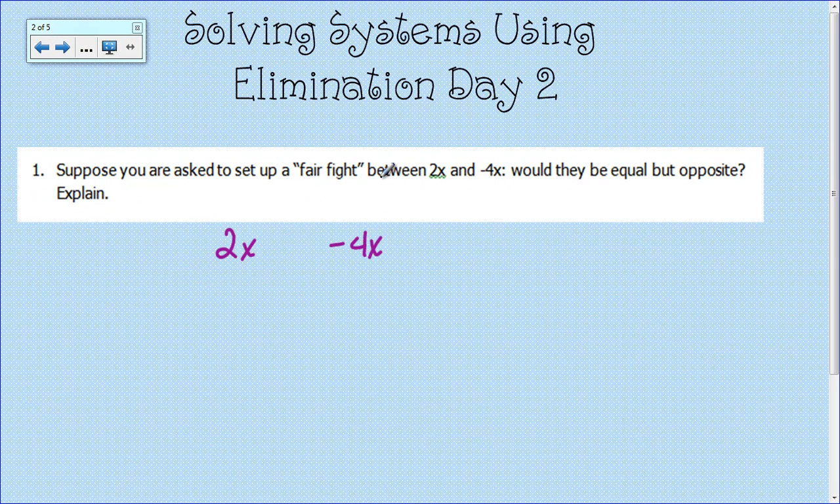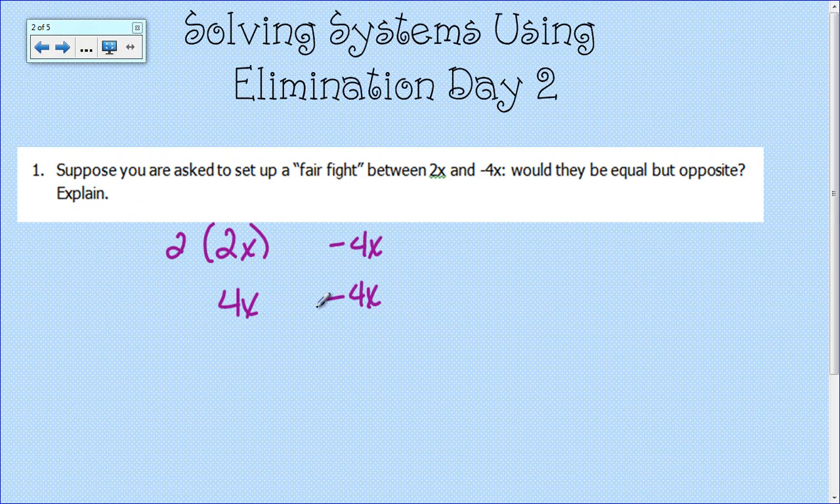The only way for that to happen is for them to be equal but opposite, which means this needs to become a 4x. Now I can make it a 4x by adding 2x to it. But when we're doing elimination, we want to always concentrate on doing multiplication. So what could I multiply this 2x by to make it the opposite of negative 4x? Well, if I multiplied it by 2, this would be a 4x, this would be a negative 4x. Now I have a fair fight. They will knock each other out. They will eliminate one another.